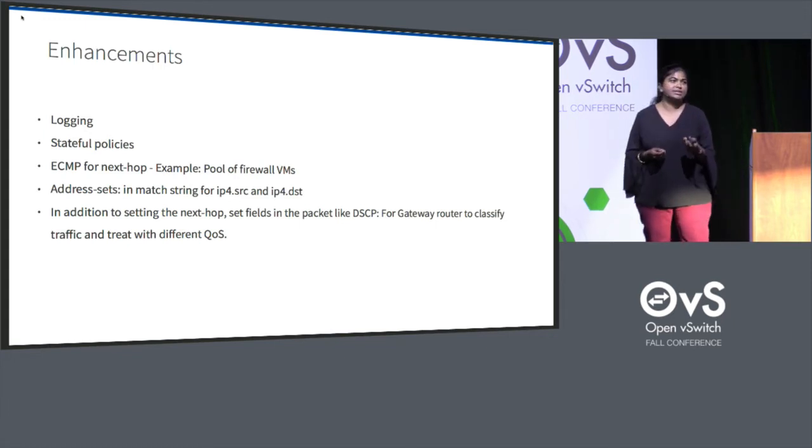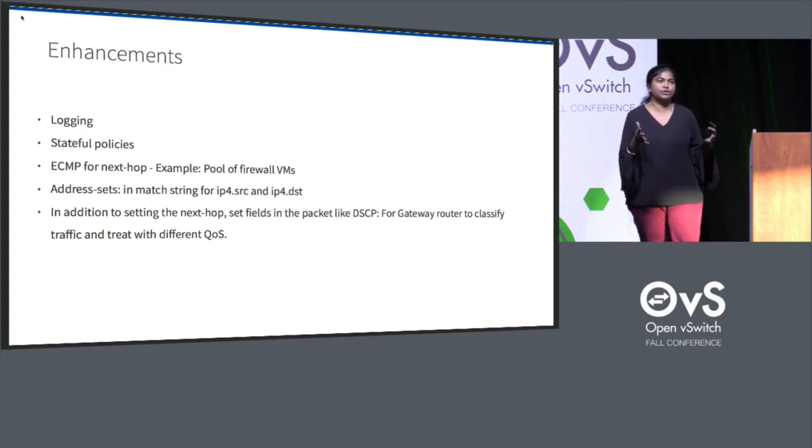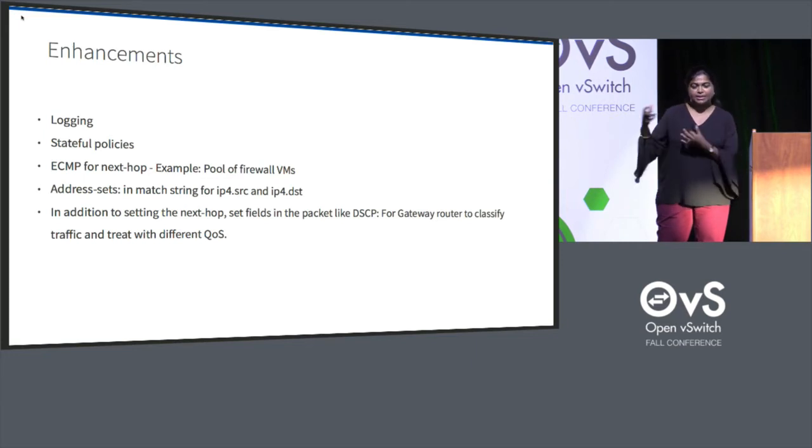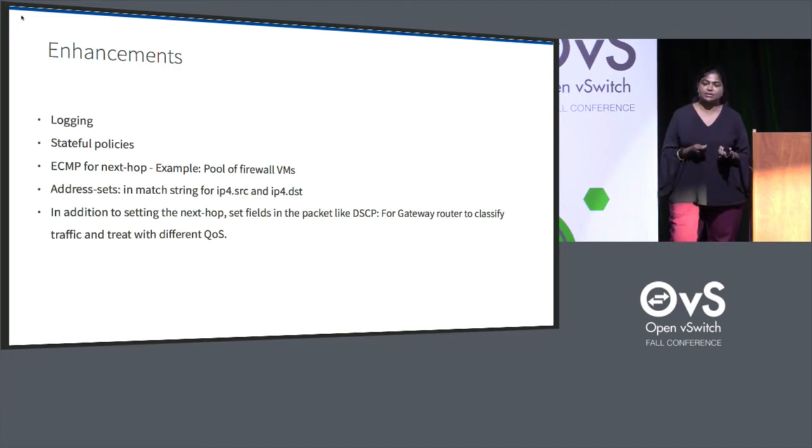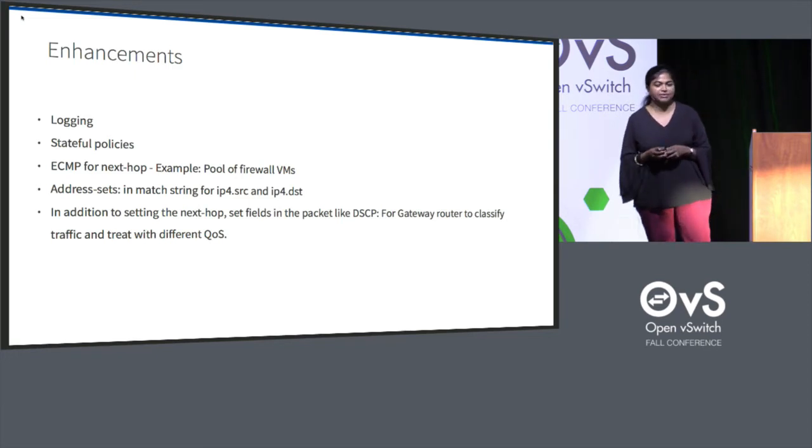I talked about address set enhancement already, where we want to bring in a bunch of prefixes into one address set and apply that in the PBR policy. The last one is, in addition to setting the next hop, it would also help to set fields in the packet like IP DSCP so that the gateway router can classify traffic based on it.